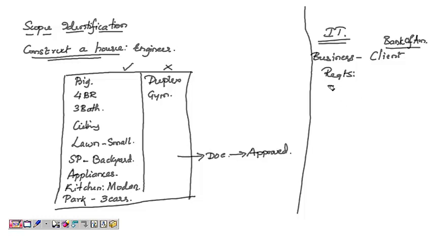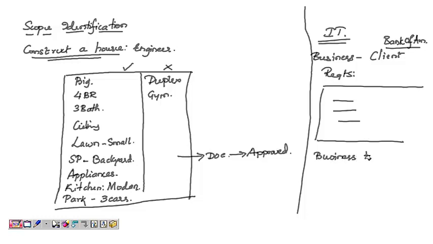So we try to collect the requirements from them. First they tell us all their requirements, and if we need more information we ask them, and then we make note of all the requirements. This is nothing but scope identification. All these details go into a document which is called the business requirement document.